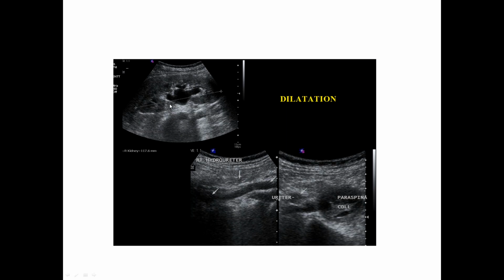Now, if you look at the dilatation, this is an ultrasound of a kidney, and you can see that there is a dilatation in the pelvis, and you can also see the dilated calyces, and you can see a dilated ureter. Normally, on an ultrasound, you cannot visualize the ureter. If you are visualizing a ureter on an ultrasound of the kidney, that implies that the patient is having a dilated system. Either it is a posterior urethral valve or it is a VUR.